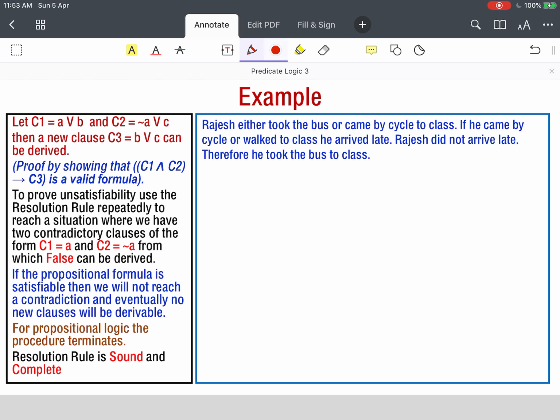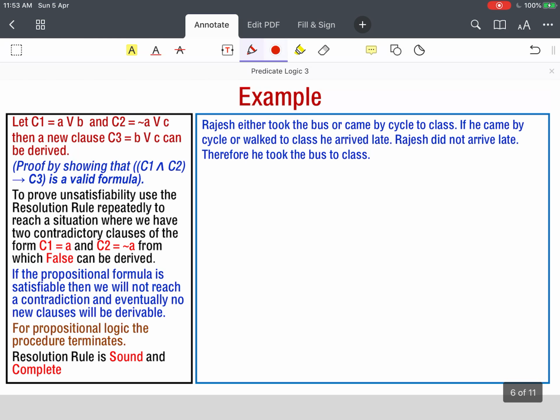The example says Rajesh either took the bus or came by cycle to class. If he came by cycle or walked to class, he arrived late. Rajesh did not arrive late. Therefore, he took the bus to class.